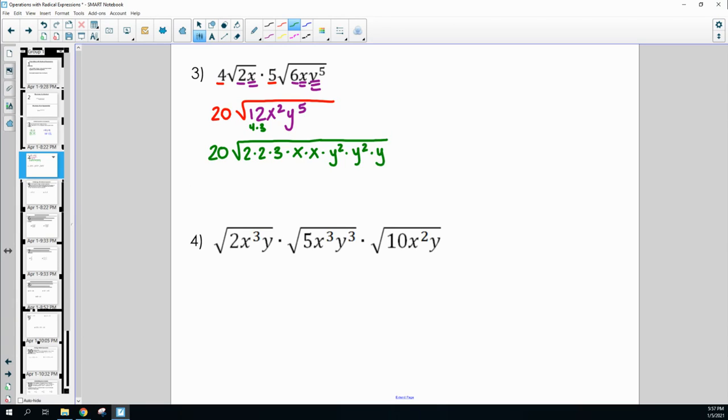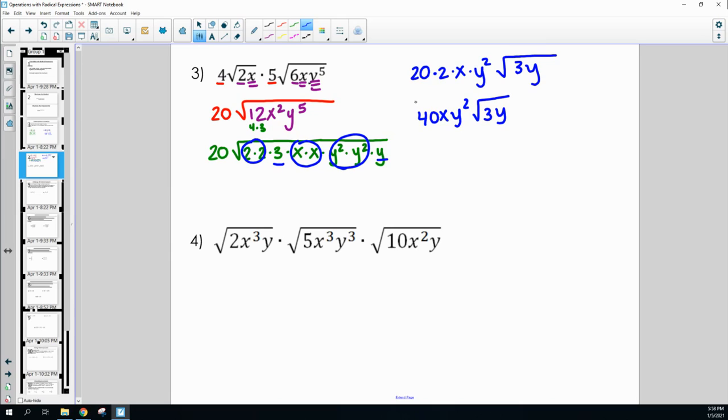So now when I go to pull out anything that's a pair, they're going to join the 20 on the outside. So I have a 20 that's on the outside, that's going to stay. I'm pulling out a pair of 2's. So whenever I join things together, I'm going to make sure that I multiply them. So the 2 is going to come out. I have a pair of x's, so the x is going to come out. And I have a pair of y squareds, so y squared will come outside. And then on the inside, I have a 3 and I have a y. So 3y. So just to make this a little bit simpler, I'm just going to multiply this together. So this will give me 40xy squared, square root of 3y.